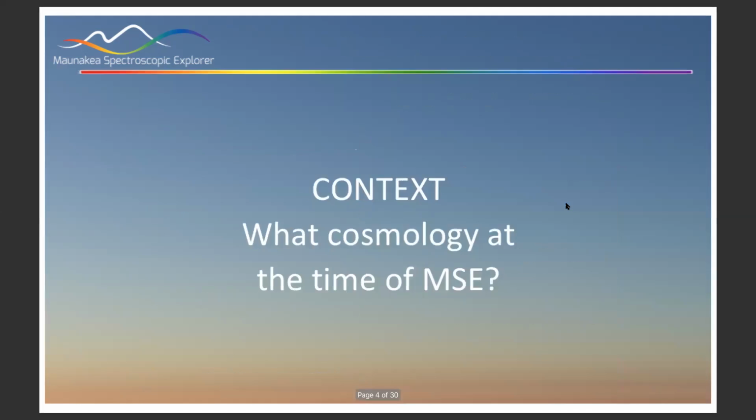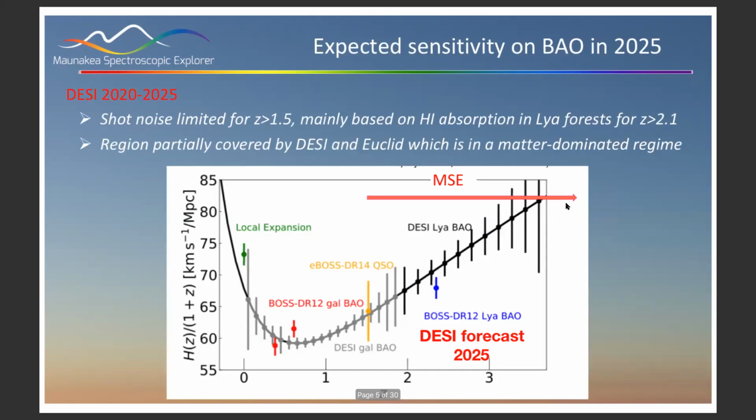So what's the context at the time of MSc? You have seen this plot many times. This plot represents the expansion as a function of the redshift and the sensitivities that we can have on the measurement of this expansion rate. And you can see that in the first part of this plot, below 1.6, we are in the cosmic variance regime. So this means that we are limited by the cosmic variance, and above 1.6, we are limited by the shot noise. And this is very simple to explain.